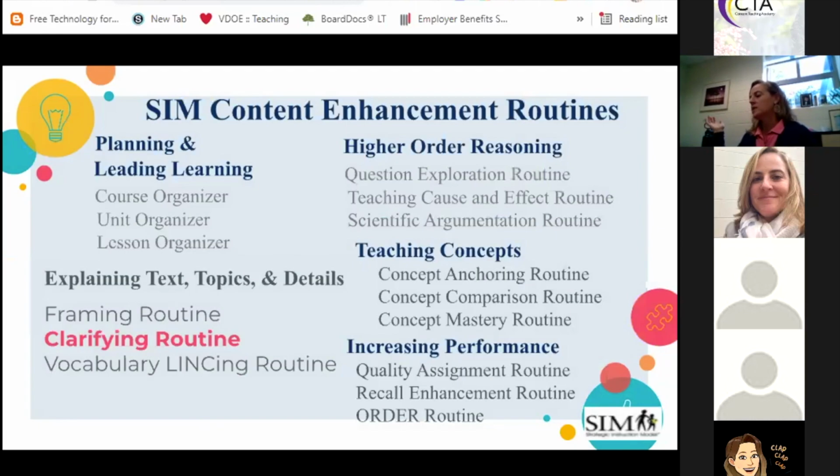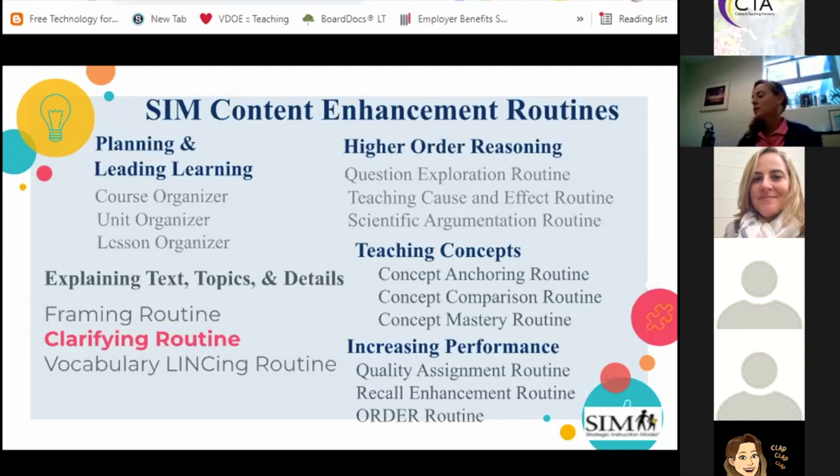So what are the different content enhancement routines? We have the ones that are planning, leading and learning. And so you've got course, unit, lesson. Course is great. It basically replaces your syllabus, but you're also co-constructing all of these with your students. So there's never a time where they don't get some input in their learning, even in how the course is going to run throughout the year.